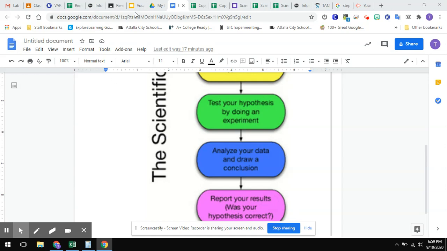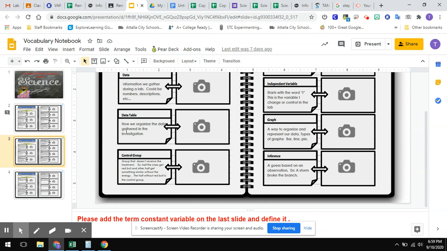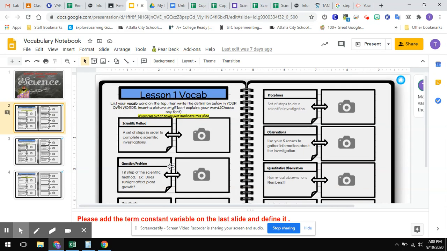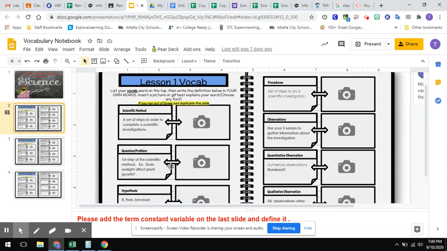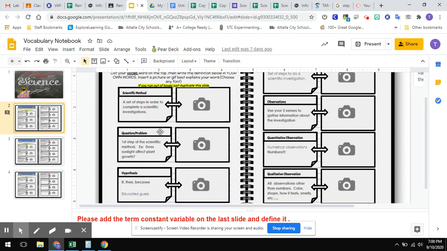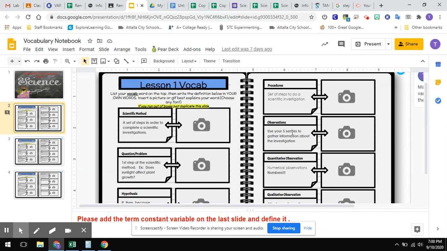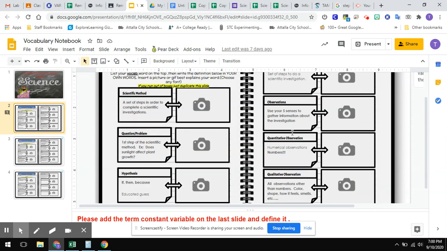Okay, so now I'm going to move on from there and go into the vocabulary a little bit. This is an assignment that you guys should have all done. I'm not going to go over every little thing about it. I've already touched on these things like the scientific method. We know this is the set of steps that we follow. I just explained about the question or problem, the hypothesis, procedures, observations. That's when you use your five senses in order to gain information when you're gathering information about the investigation.